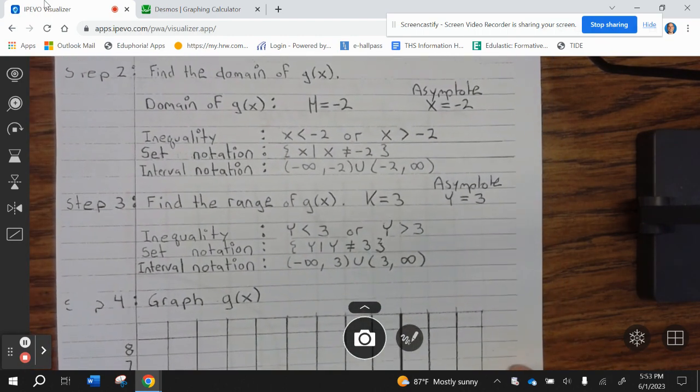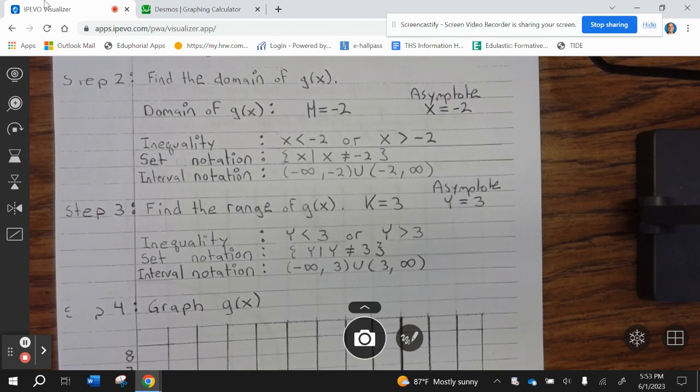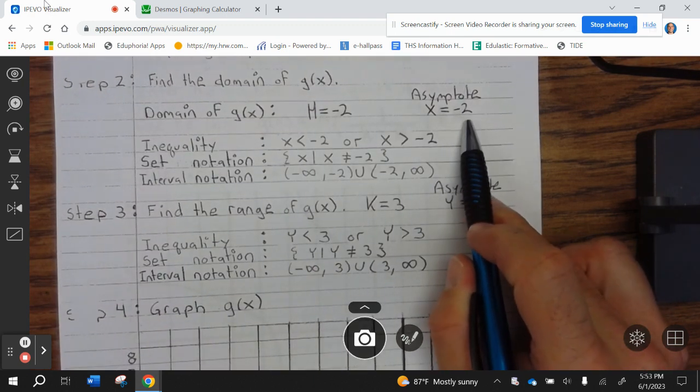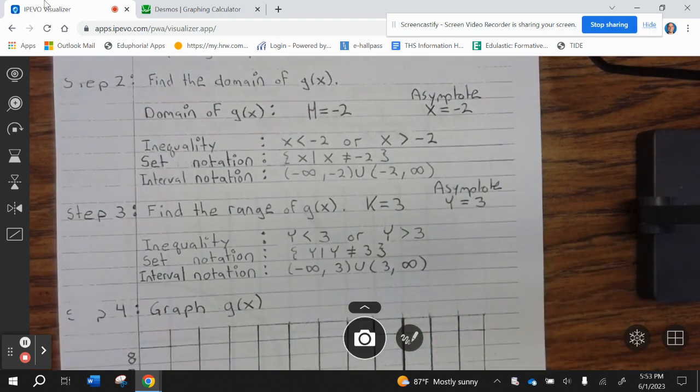All right, the domain can be found by using the h value of the vertex, which is -2, which is also the asymptote. Now, the inequality notation is x is less than -2 or x is greater than -2. Set notation is x such that x does not equal -2, and interval notation is from -infinity to -2 or -2 to infinity.